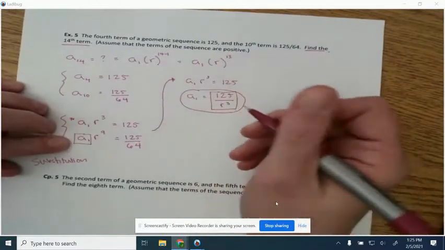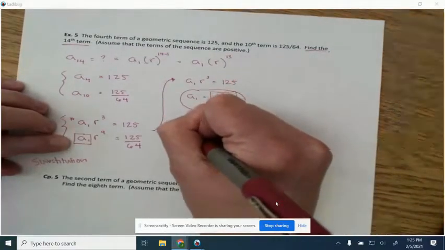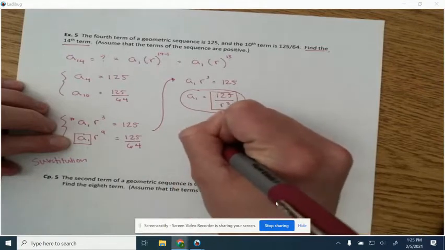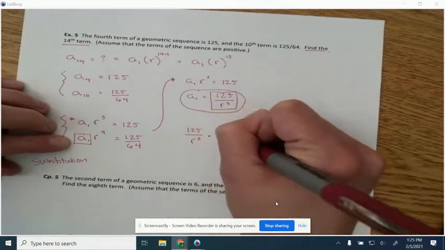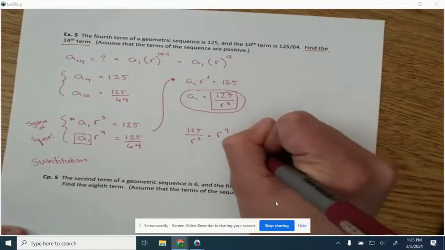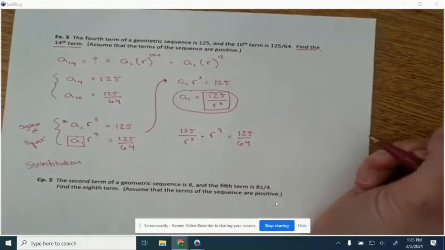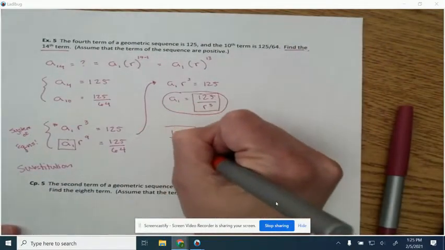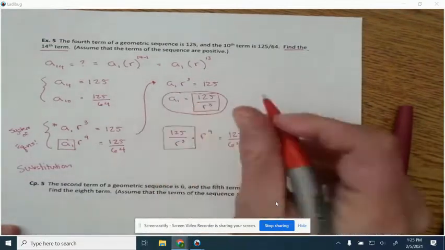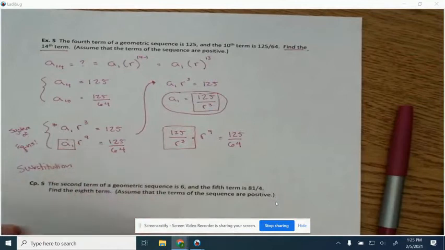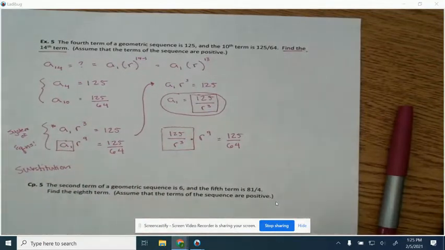And so instead of writing a1, I'm going to write 125 divided by r cubed, and then I'm multiplying by r to the 9th, and this is equal to 125 divided by 64. Okay, so just to remind you how the substitution works, I've substituted this expression for a1 into that other equation that I didn't use.